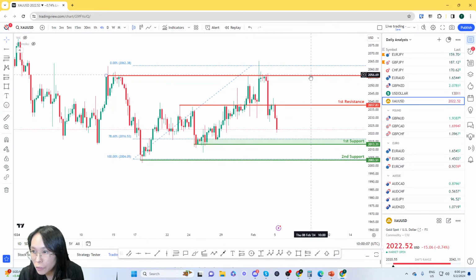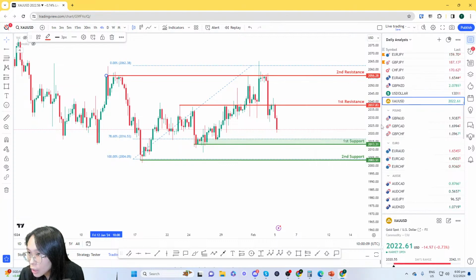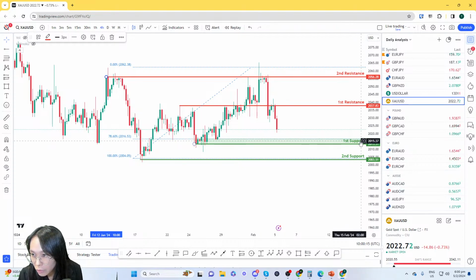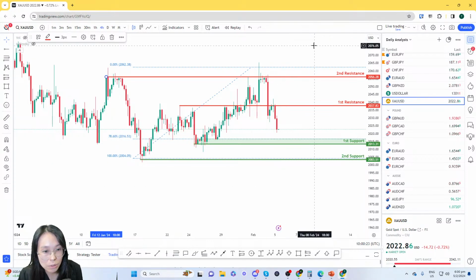So this will be for the gold support and resistance level. Expecting a buyback at 2014, around this level. So you could wait for the news and see if the price will bounce.